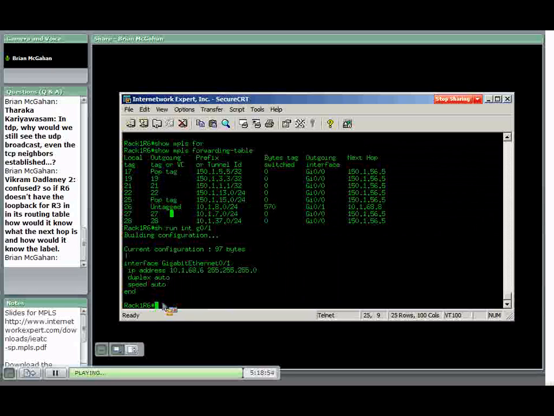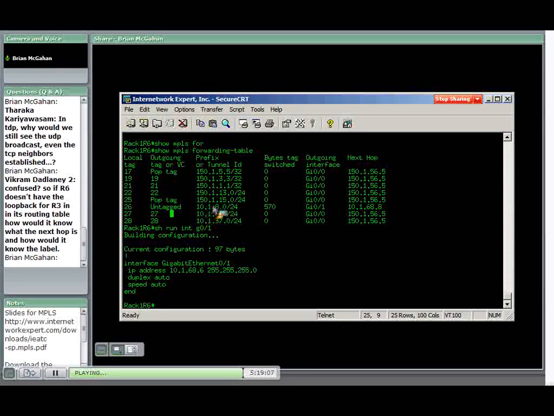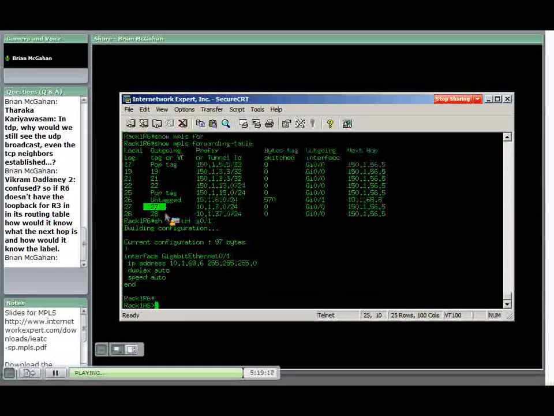And we'll go ahead and source this traffic off of our loopback. We'll say source is 10.1.8.8. Okay, so the traffic is successful. Now, if we go ahead and look into the provider edge routers, the first top provider edge router here is going to be router 6. And we'll say show MPLS forwarding table.